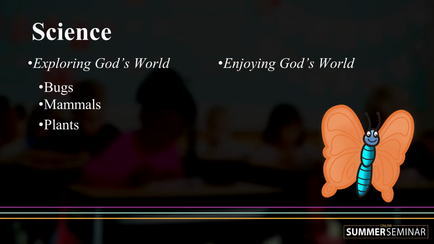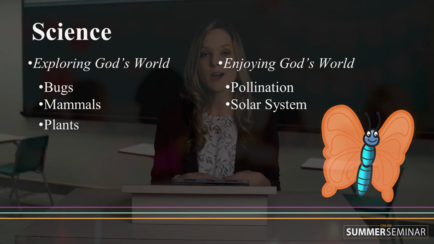When they go to 2nd grade, they're going to take a look at Enjoying God's World. This deals more specifically with pollination and the solar system. So maybe in 2nd grade, that would be a good time for you to decorate your entire classroom like the solar system. But 2nd grade really will build on what they've learned in 1st grade. So it's so important in 1st grade teachers that they get that foundation that they need to take with them to 2nd grade as they're looking at Enjoying God's World.